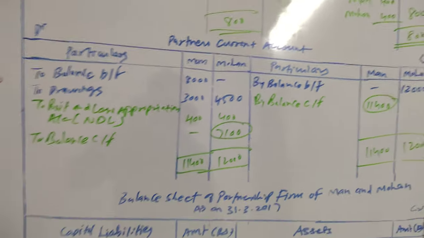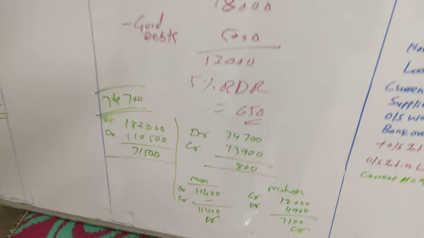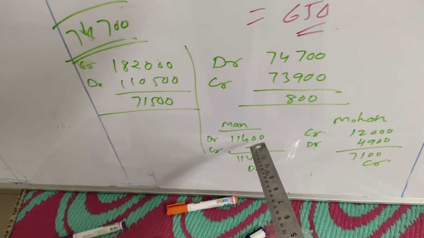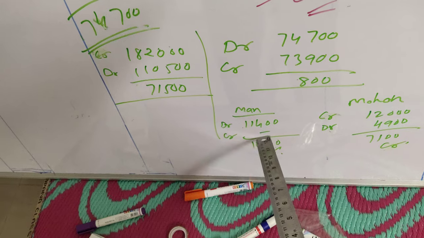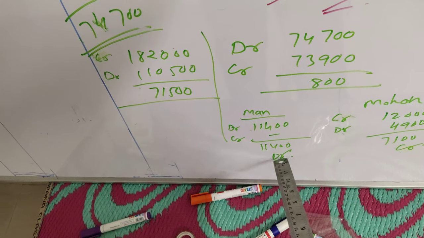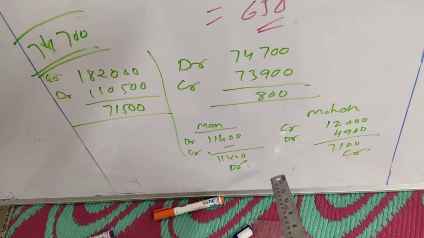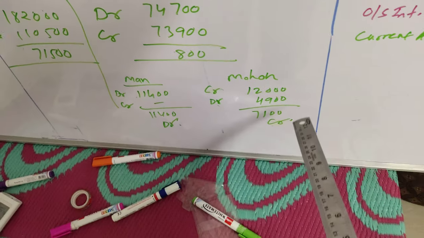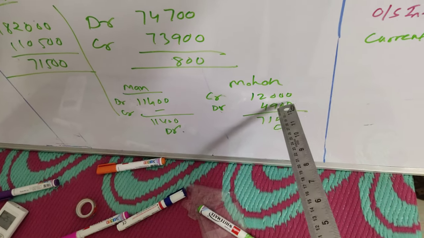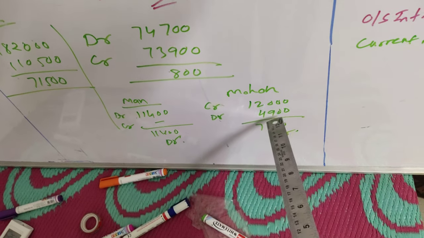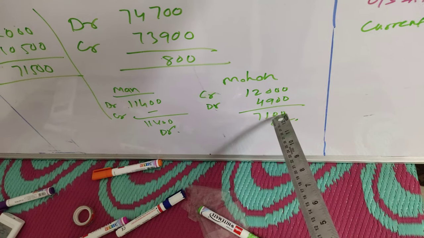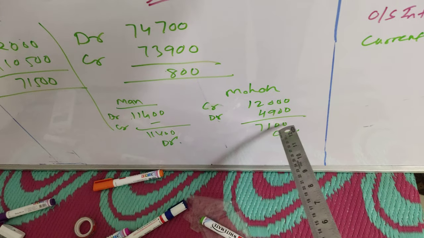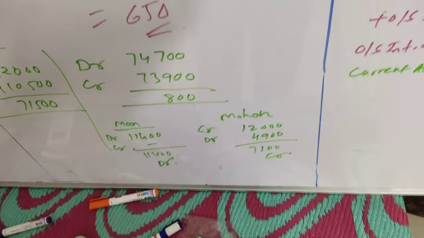Now it is a time to close current account. When you will be closing current account, you will find that in the column of Mohan, debit side total is 11,400 and credit side there is nothing. So the difference will be 11,400, which is debit balance. And in Mohan account, when you will close, you will find the credit side total is 12,000, debit side total is 4,900. So 7,100 is the difference, which is credit balance.